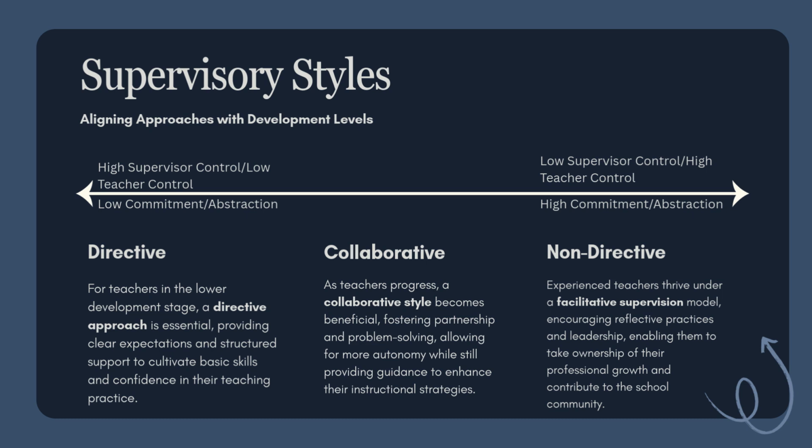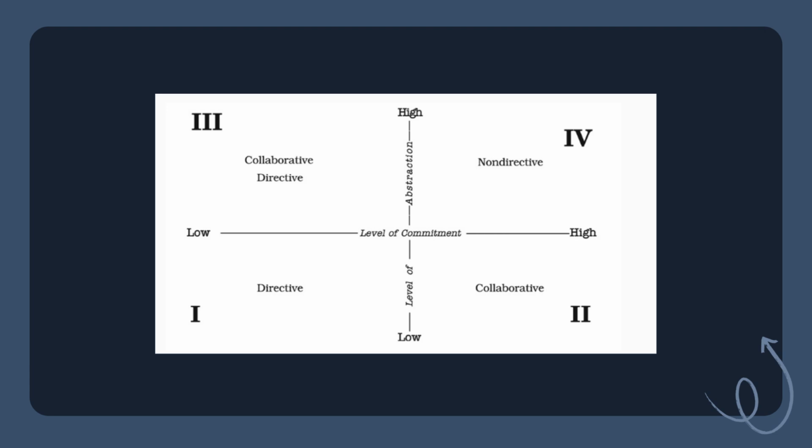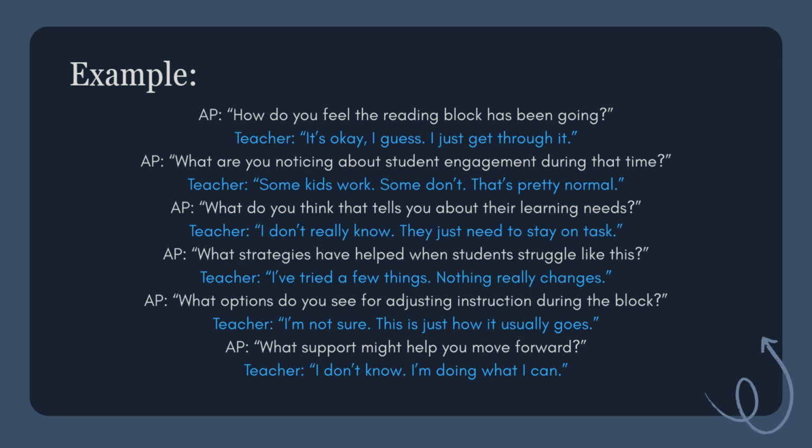So for another visual here, we have this chart. Again, a teacher you can see with a low level of abstraction, but a high level of commitment is going to be in quadrant 2. So we're going to be collaborative with them. And again, a teacher with a low level of abstraction and a low level of commitment is going to be directive. We are going to direct them. So I'm going to give a little example here of a conversation you might have after you've observed a classroom, and you're like, okay, so here we go.